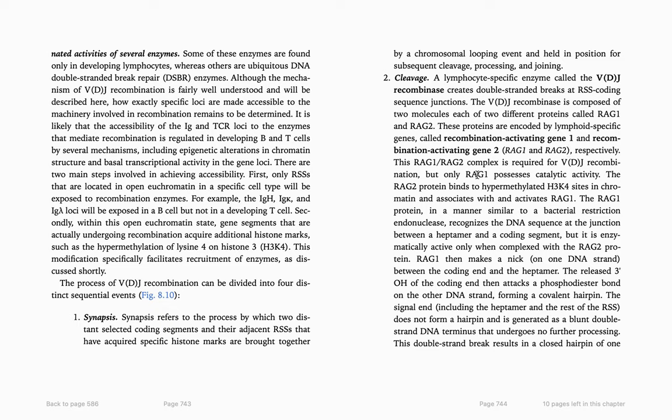So, respectively, this recombination activating gene 1 and 2 complex is required for VDJ recombination, but only RAG1 possesses catalytic activities. The RAG2 protein binds to the hypermethylated H3K4 site in chromatin and is associated with and activates RAG1. The RAG1 protein, in a manner similar to bacterial restriction endonucleases, recognizes the DNA sequence at the junction between the heptamer and coding segment, but is enzymatically active only when complexed with the RAG2 protein.